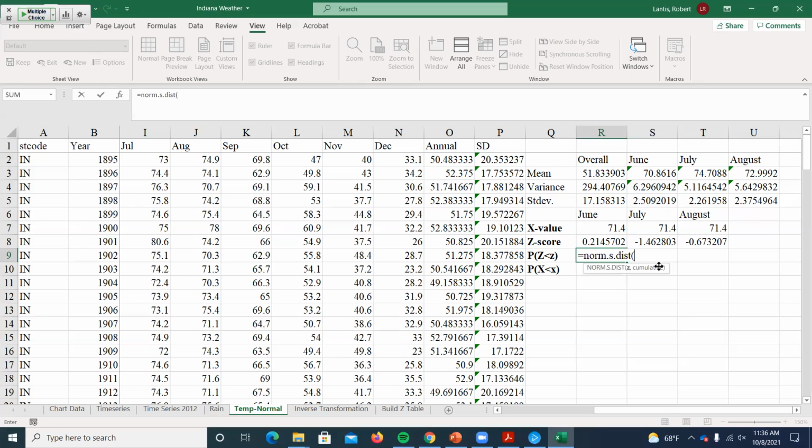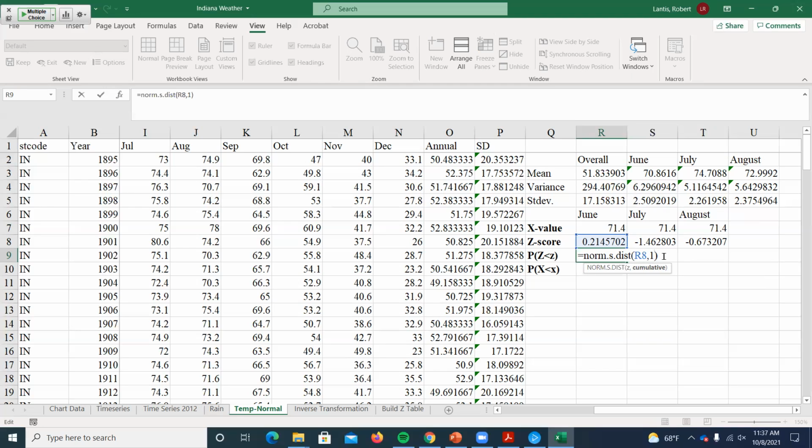But if it's easier to think about, it's basically just looking up that z-score in the table for you. Okay? So I tell it the z-score that I want it to look up. And then we're always going to say comma 1 here. So this is cumulative, right? The tables were always giving us cumulative probabilities. So we're always going to put a 1 in there.